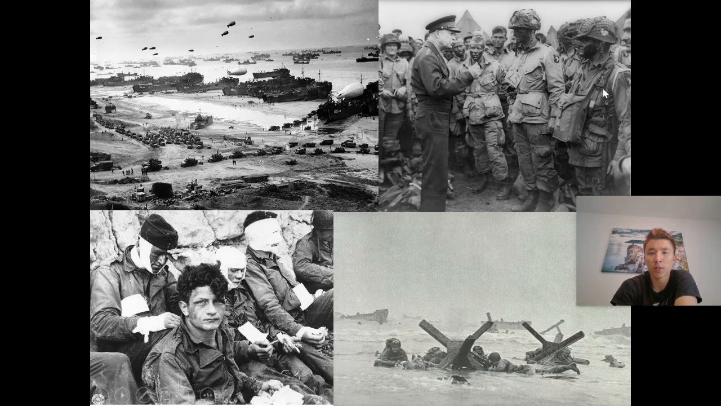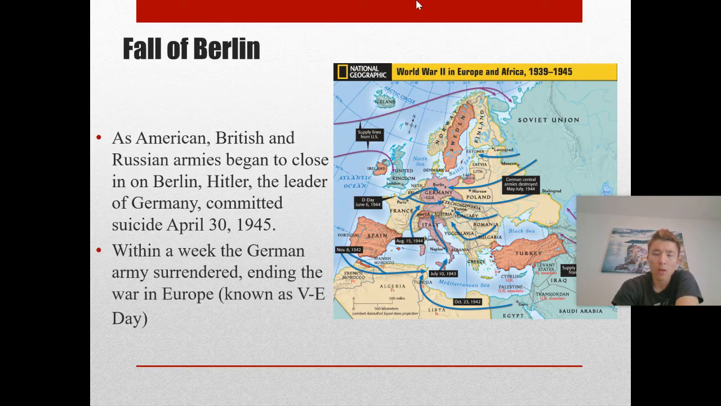So here are some pictures. There is General Dwight D. Eisenhower, who will become president of the United States during the 1950s. So later on, with the invasion of Normandy, the Allied troops freed France, the Netherlands, and Belgium. And so all of a sudden, the Axis powers start to shrink and shrink and shrink.